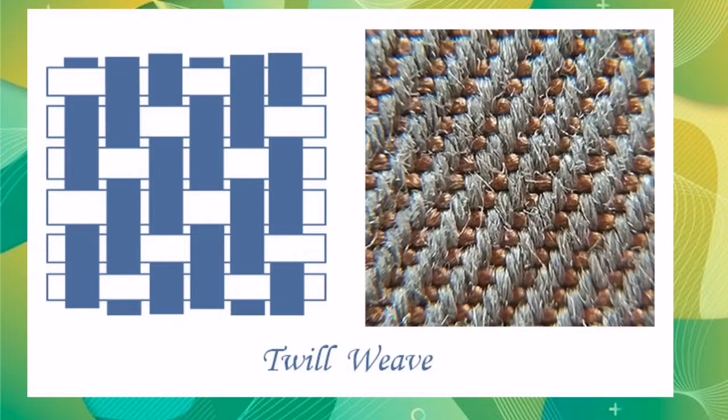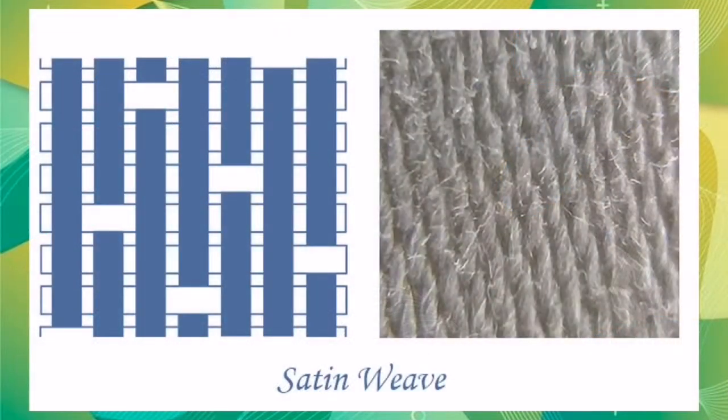Twill weave is done by passing the weft thread over one or more warp threads and then under two or more warp threads, and so on, with a step or offset between rows to create the characteristic diagonal pattern. The satin weave is characterized by four or more fill or weft yarns floating over a warp yarn, or vice versa: four warp yarns floating over a single weft yarn.